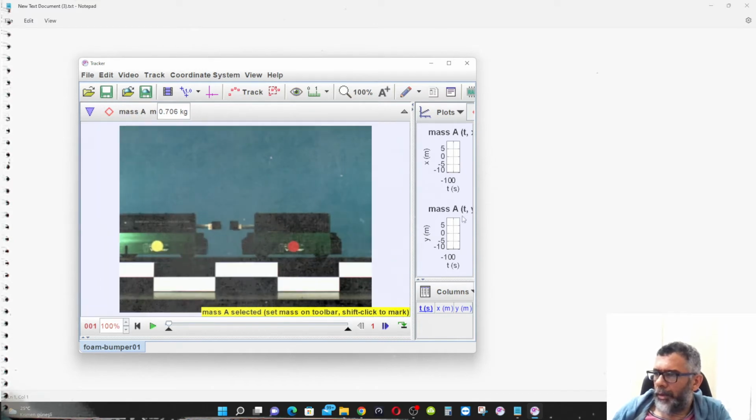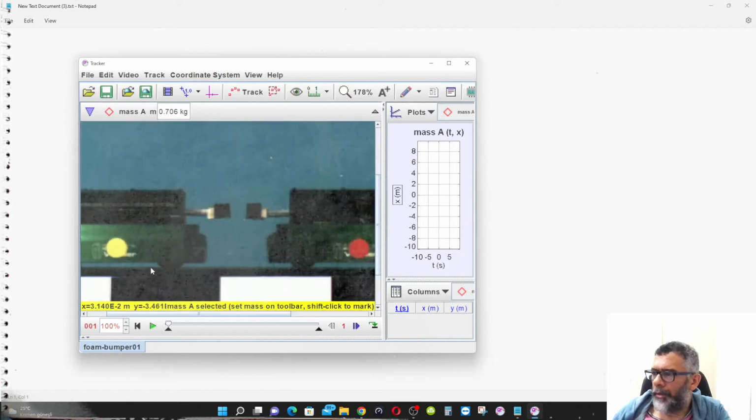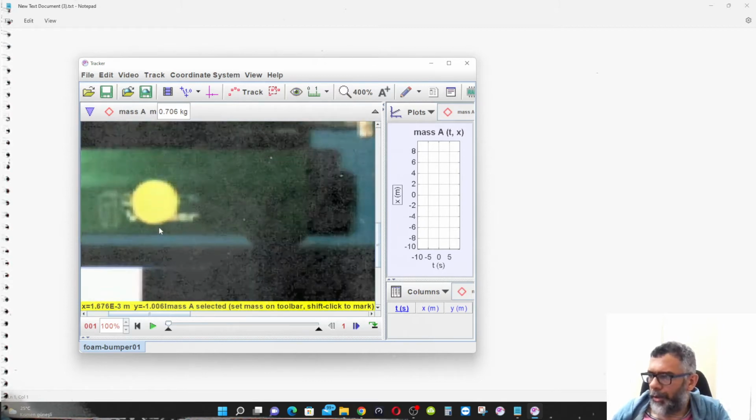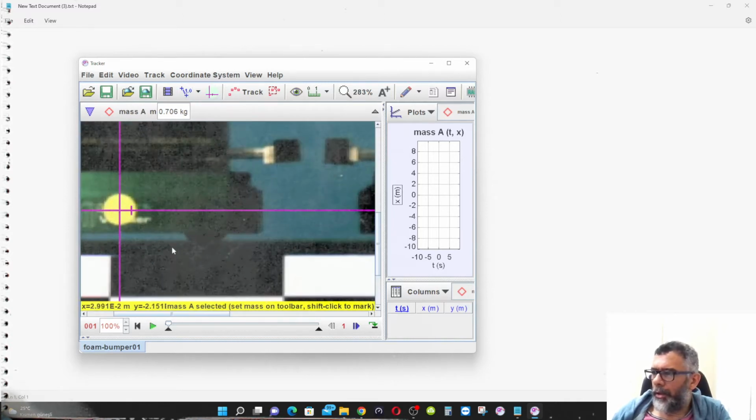I'm going to collect the x versus time data for the left card. We're going to model only the left card, which has this yellow label. But first let's show you our scale: every mark over here is 10 centimeters, so these three marks are 0.3 meters. Okay, so this is what I have done, and next is the coordinate system.